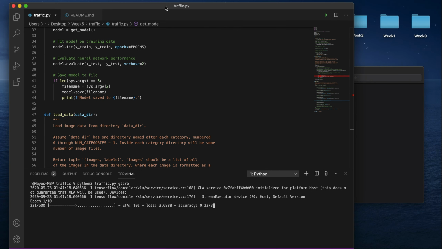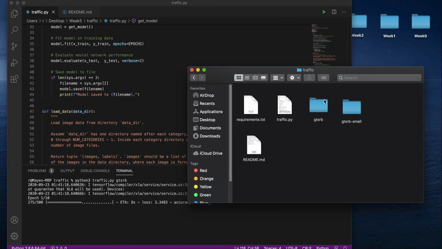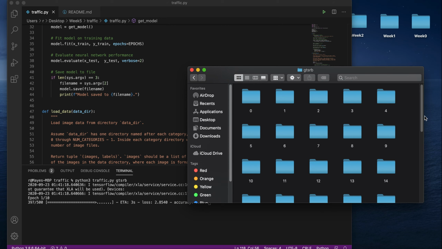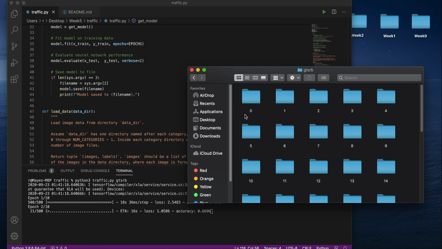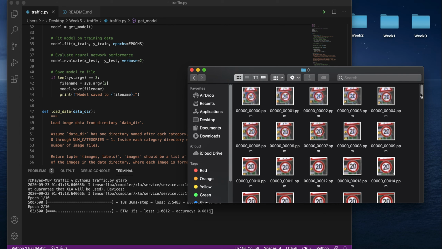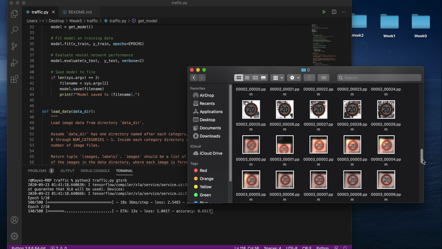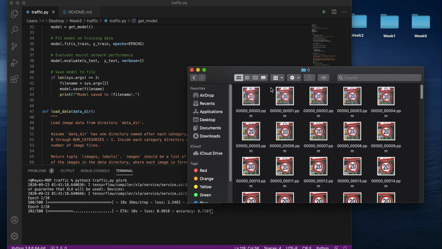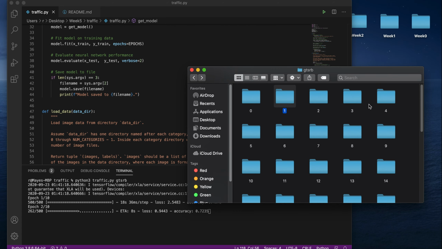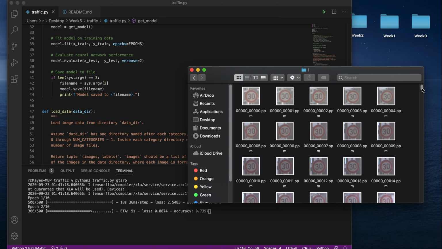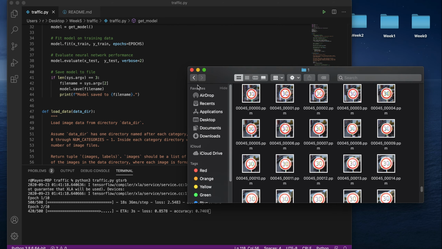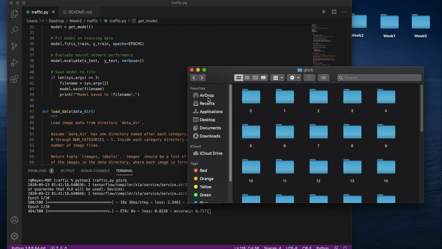In this directory, traffic, we have the Python file and the data. The data is composed of 43 different directories. Each directory has a bunch of pictures of one type of street sign, and so the AI, through a neural network, learns to classify these signs.